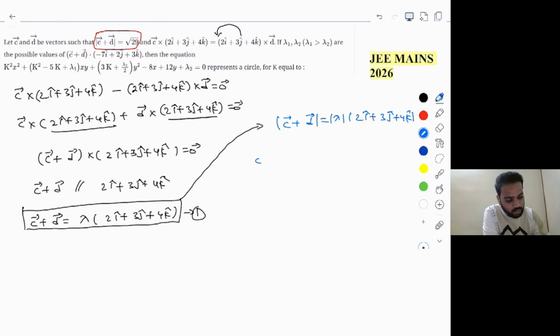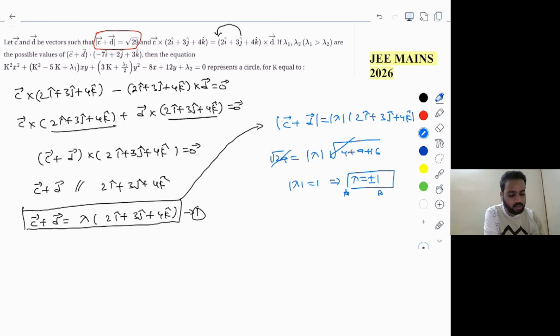So finally, since this value is given as square root of 29, which is equal to modulus of lambda multiplied by square root of 4 plus 9 plus 16, which is exactly square root of 29, I can cancel these two out. And finally, what we get is mod lambda is equal to 1, which implies lambda is equal to plus or minus 1. Okay. And here, don't take these values as lambda 1 comma lambda 2, because lambda 1 comma lambda 2 are the values of this dot product here. So you have to be very careful.